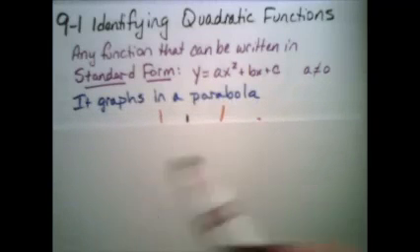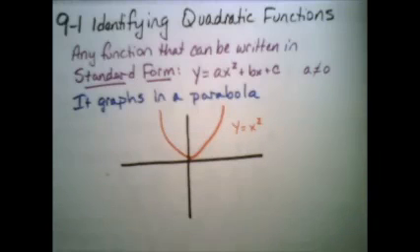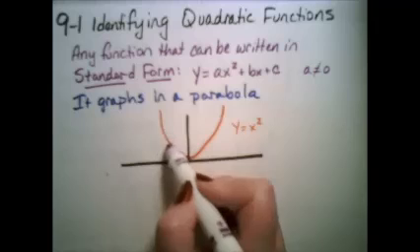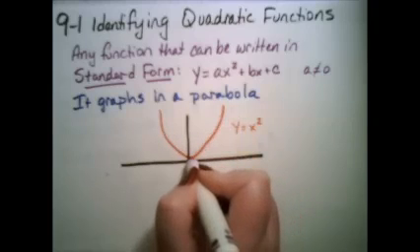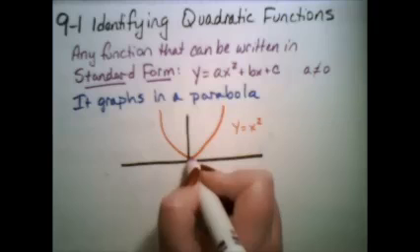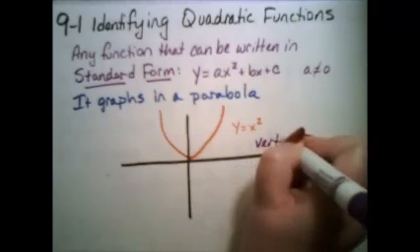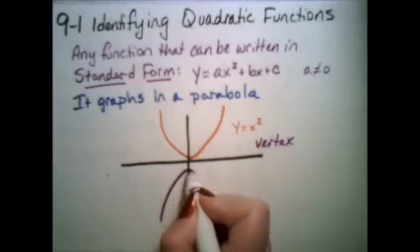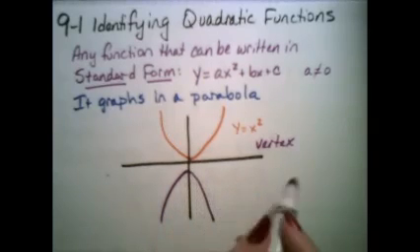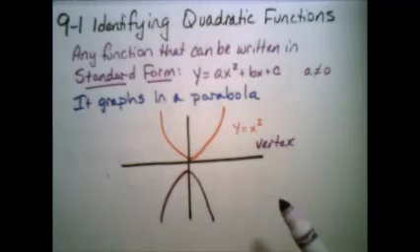If you were to graph this function, it graphs in a parabola. And a parabola looks like this, where it's not a V shape, there is some curve to it, and there is one point that is the lowest point on the line, and that's called the vertex. Or it can be the highest point on the curve as well, depending on whether a is positive or negative.